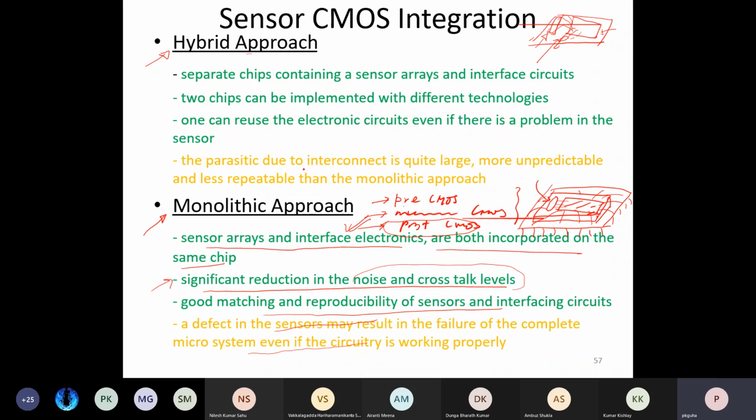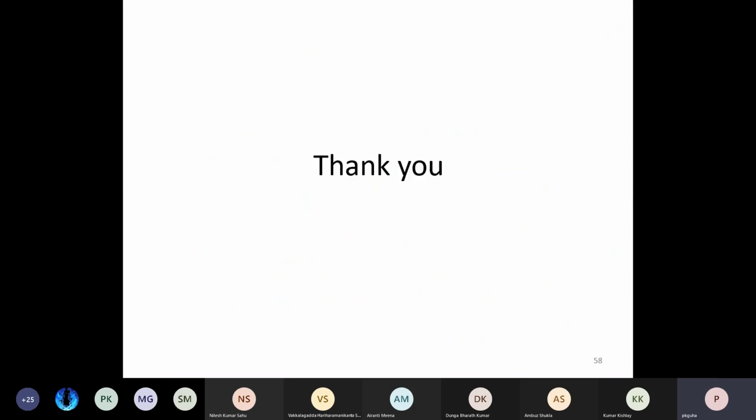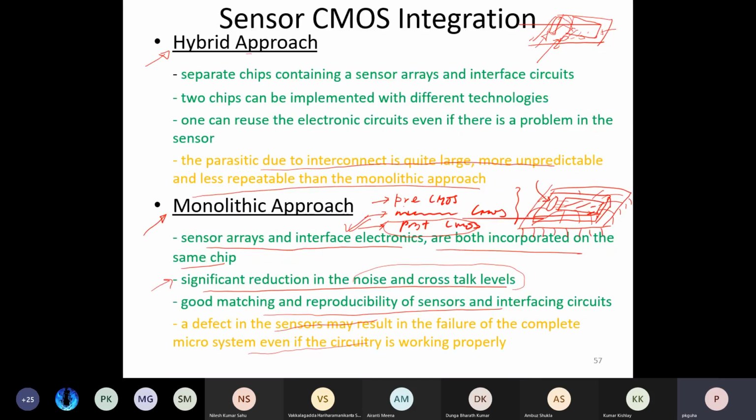But the disadvantage, as I said, is that parasitics due to interconnect are quite large, unpredictable, and less repeatable. And you usually have to do these things manually. Of course there is automation in bonding as well, but if you do things on-chip, it is usually not manual. So there are hybrid approaches to integrate with CMOS, and there are monolithic approaches. So I think with this we should close this discussion on the IC roadmap.